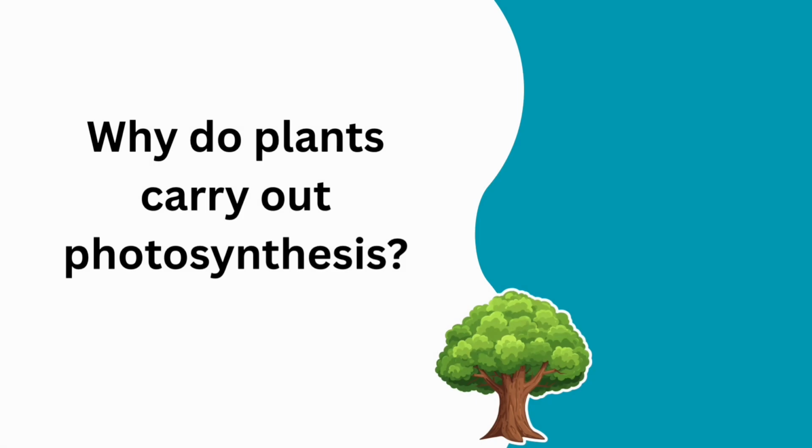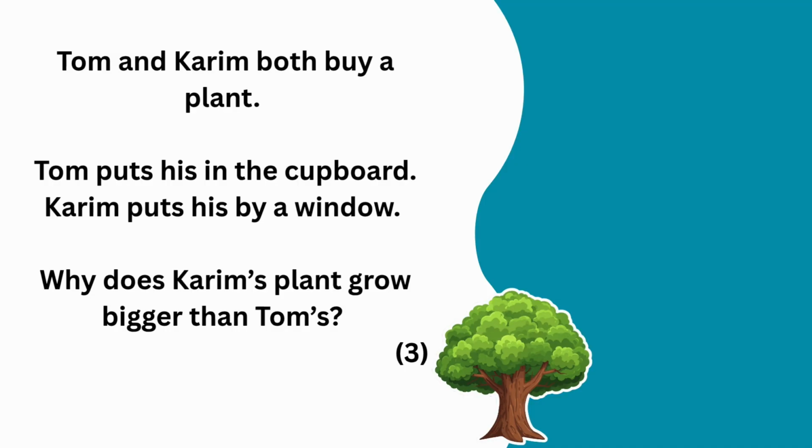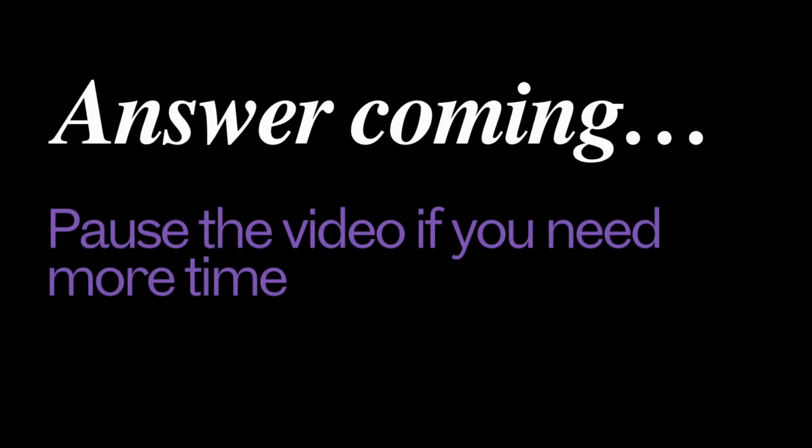Question 2, why do plants carry out photosynthesis? So what's the reason why the plant is doing photosynthesis in the first place? And question 3, Tom and Karim both buy a plant. Tom puts his plant in the cupboard, but Karim puts his plant by a window. Why does Karim's plant grow bigger than Tom's? So there's a little 3 at the end of this question. It's 3 marks, so you need 3 key points. I'm about to show you the answer, so pause the video now if you want more time.